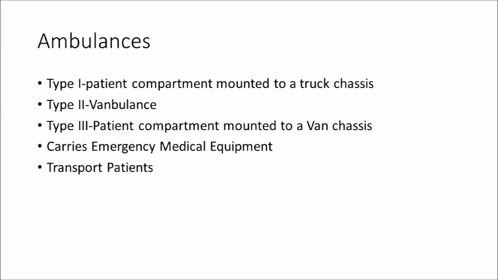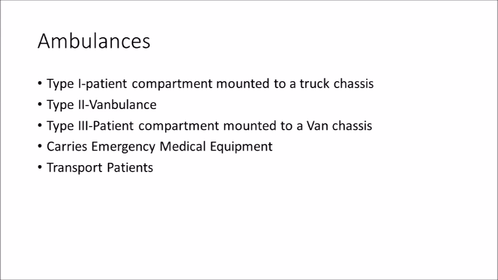Ambulances. There are three types of ambulances: Type 1, Type 2, and Type 3. Type 1 is a patient compartment mounted to a truck chassis. Type 2 is a vanbulance, which is a full-size van with no major modifications other than that the roof has been lifted for people to walk in the back. And Type 3 is a patient compartment mounted to a van chassis.